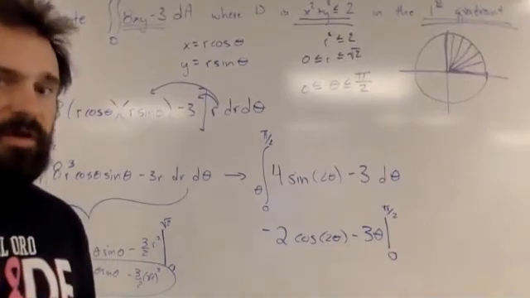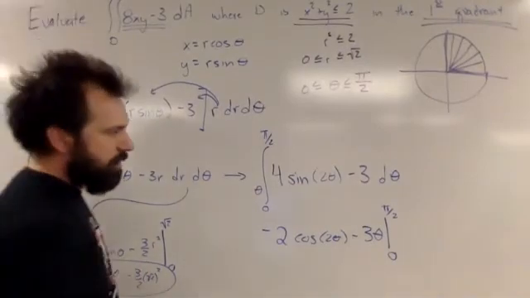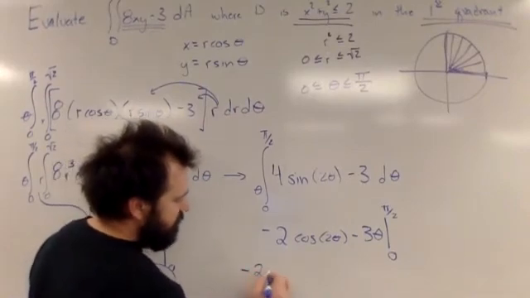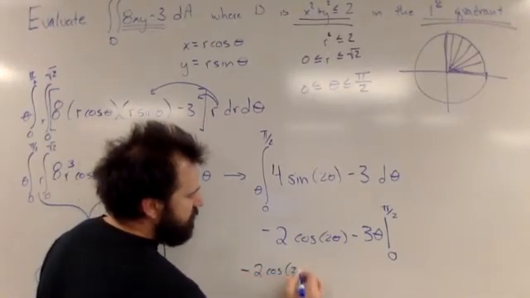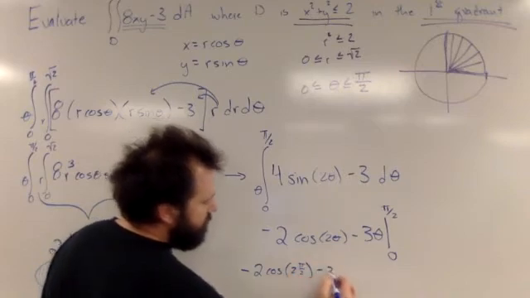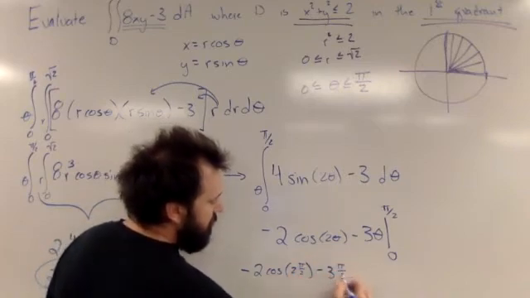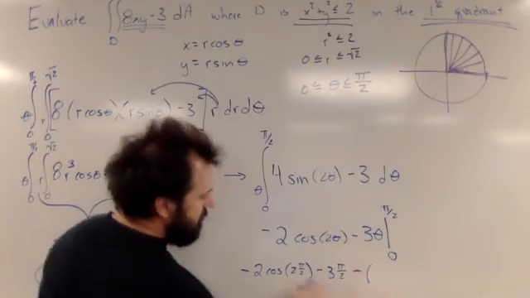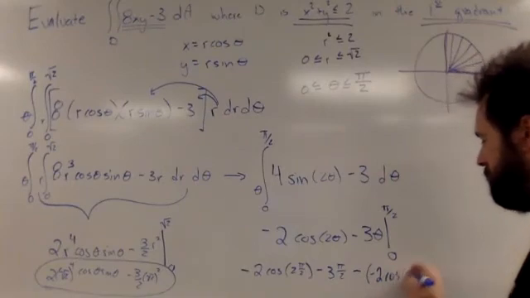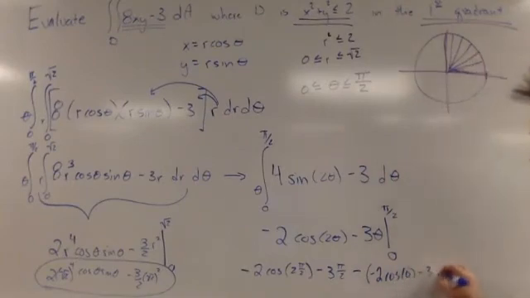Let's go ahead and evaluate that on this right here real quick. I have a little bit of space you can see. So I'm going to have negative 2 cosine of 2 times pi over 2 minus 3 times pi over 2, minus negative 2 times cosine of 0 minus 3 times 0.